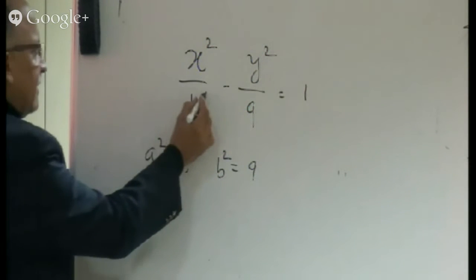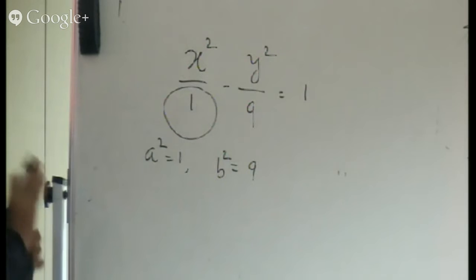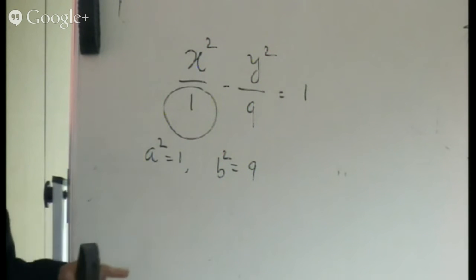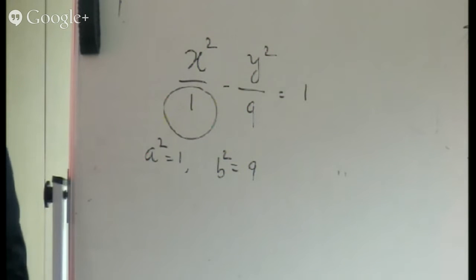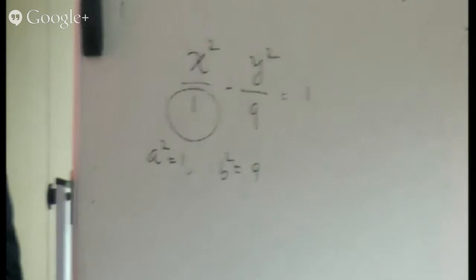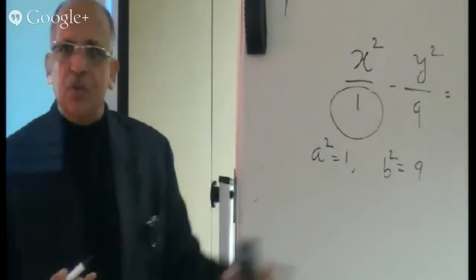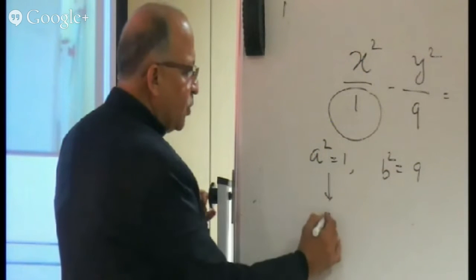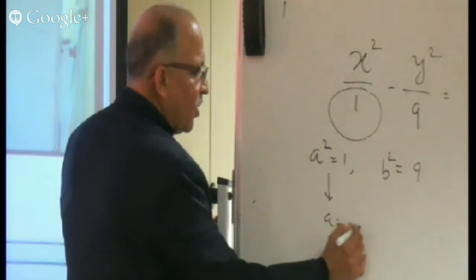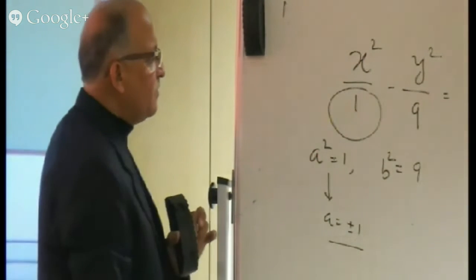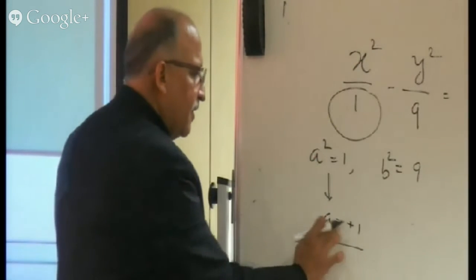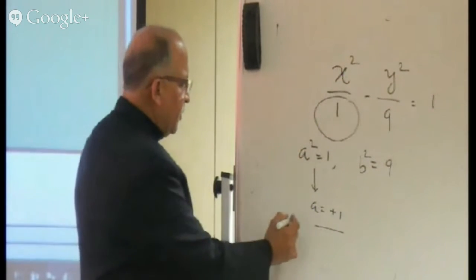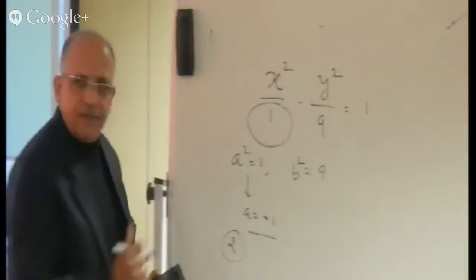So in an objective type question, you must not try to solve everything. Just first see what is asked. You have been asked the length of the transverse axis. That is 2a, so we only need to know a. From here we know that a square is 1, so a has to be either plus 1 or minus 1. But we take a as positive because the other adds length. Therefore 2a is 2. So the answer is perhaps B.